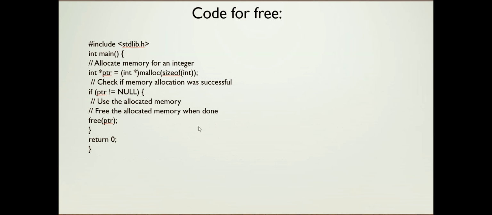Here is the code for the free function. Hash include stdlib.h, int main. Allocate memory for an integer using malloc. Check if the memory allocation was successful using an if condition, pointer not equal to null, then use the allocated memory. Free the allocated memory when done: free ptr, return 0. By using free, we can release the memory from the heap.